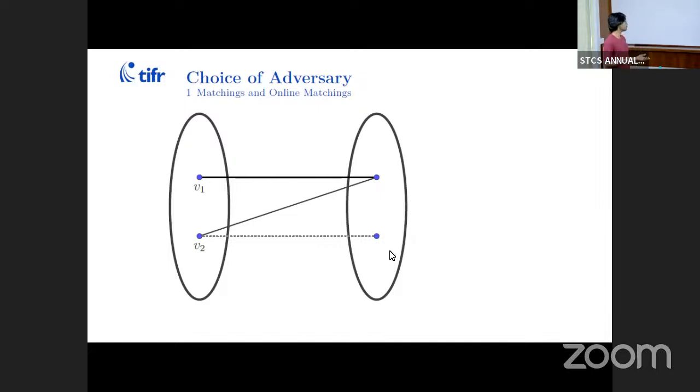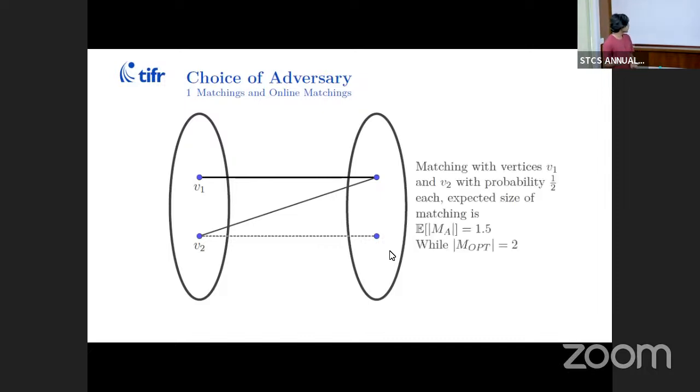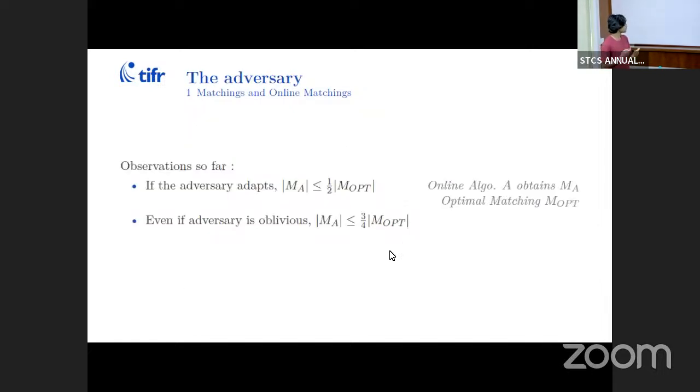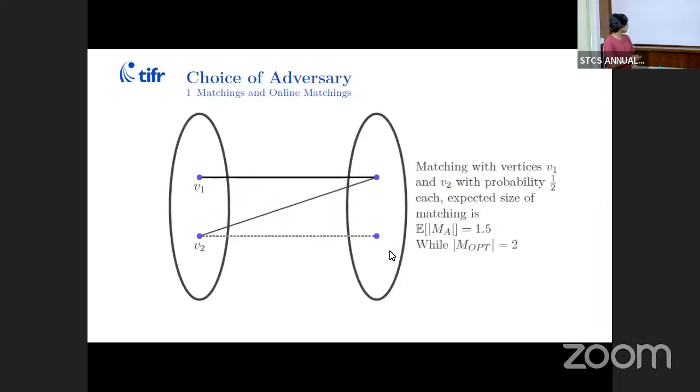One potential algorithm may be to match with v1 or v2, each with half probability. If we happen to match to v1, then we would be able to match to v2 on the next edge. Otherwise, we would have a matching of size 1. So with half probability we would have a matching of size 1, and with half a matching of size 2, resulting in an expected matching of size 1.5, whereas the optimum matching is of size 2, and we cannot do better in this case. So what have we seen till now? If the adversary adapts, we cannot do better than half, and if the adversary is oblivious, even then we cannot do better than 3/4. This is the previous example.